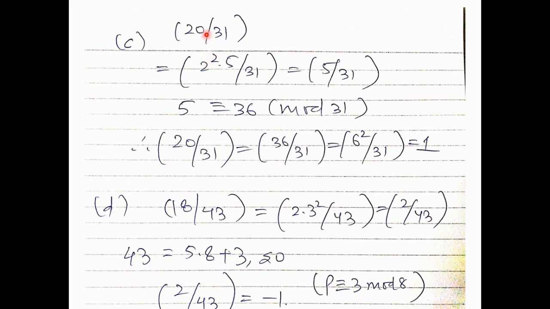20 upon 31. 20 can be written as 2 square into 5. So 2 square upon 31 will be 1. So we are left with 5 upon 31, and 5 is congruent to 36 modulo 31, which is again a square upon p. So this has value 1.